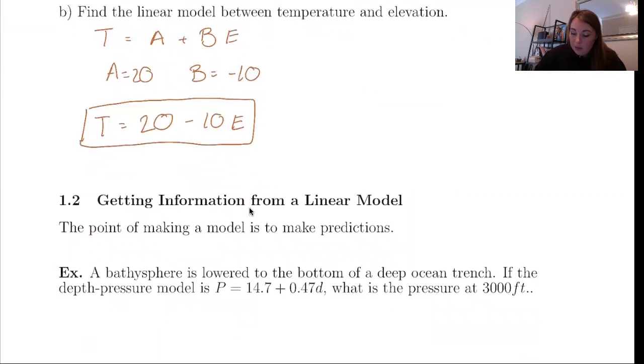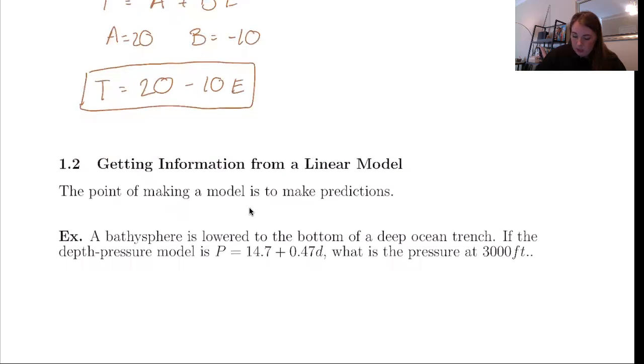So the point of making models is to make predictions, right? So a bathysphere, which is like this crazy contraption, there's a picture in your e-textbook. I would look it up. It's pretty crazy. It is lowered to the bottom of a deep ocean trench. If the depth pressure model is this one, this is what we talked about earlier, except I think I put 5 instead of 7. That's fine. What is the pressure at 3,000 feet?